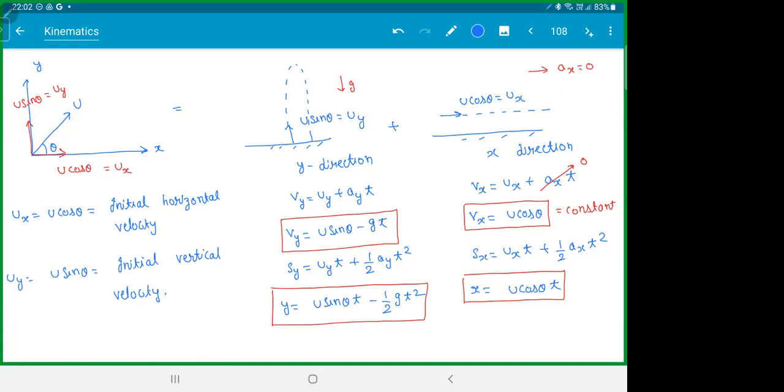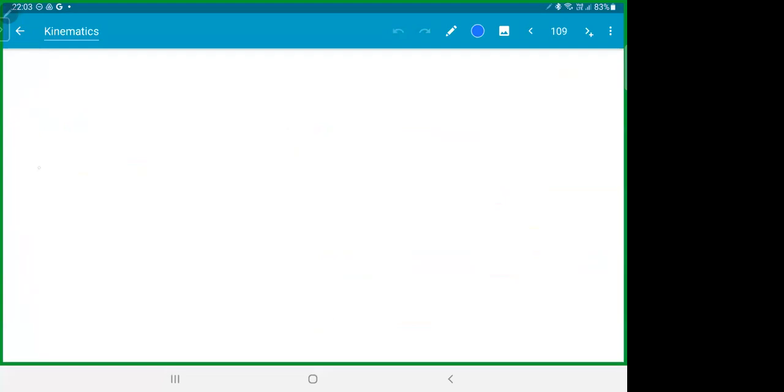Next thing. Now, from this thing here, what we got, this uy gives you everything in the y direction. This gives you everything in the x direction. So what do you mean by that?